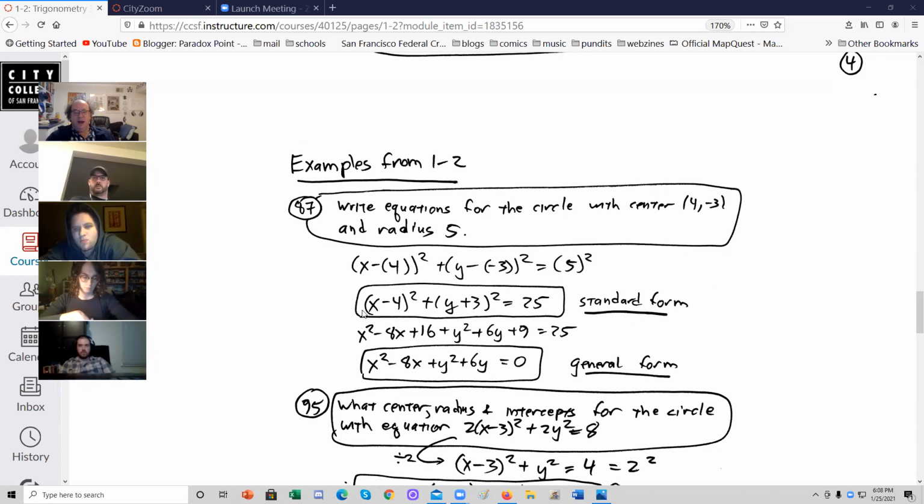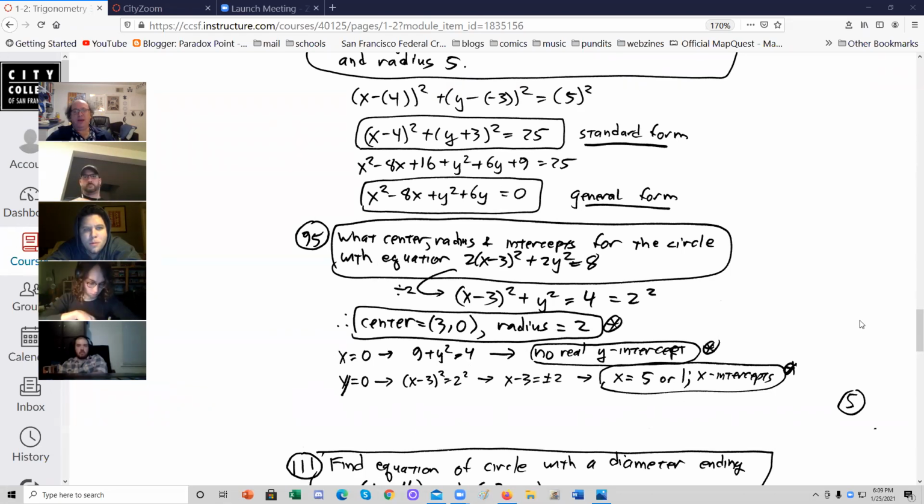Now, sometimes you go a little further by expanding this, combining terms and canceling, and we get x squared minus 8x plus y squared plus 6y equals 0. This is the general form: ax squared plus bx plus c plus dx squared plus ay squared plus ey plus f equals k, whatever. So you start with a standard form and expand it, and that's the general form.